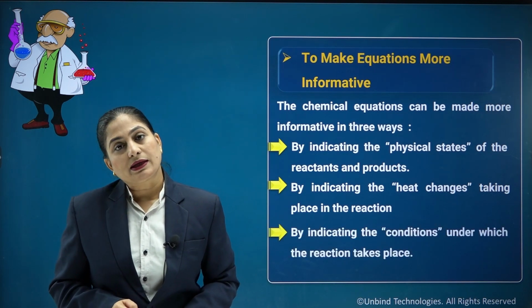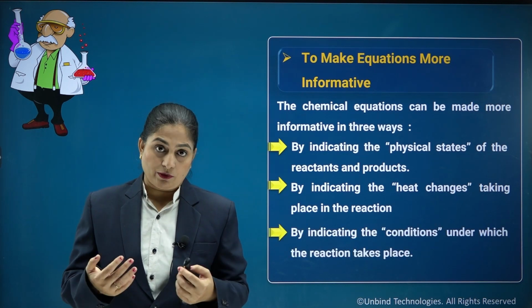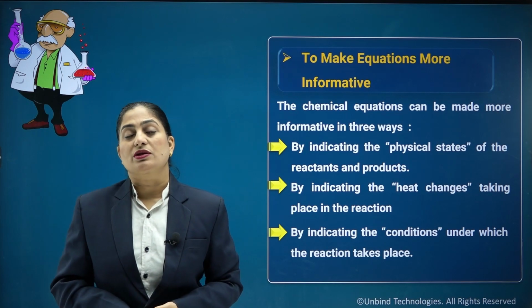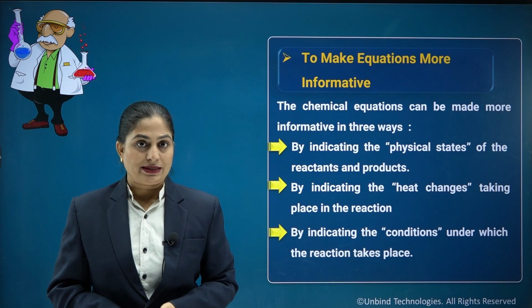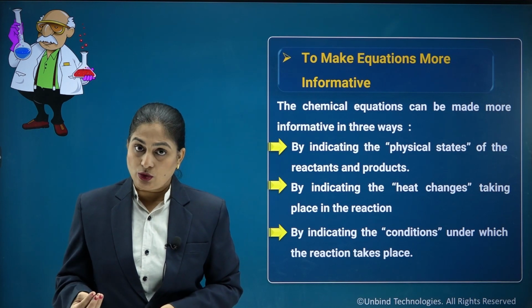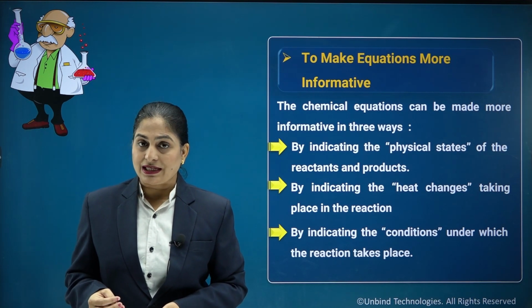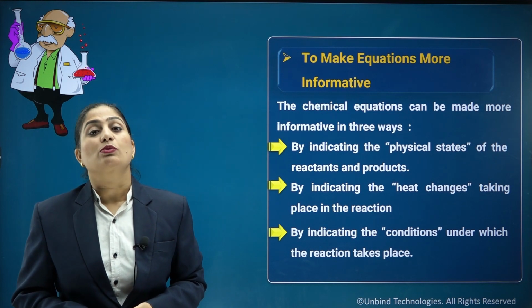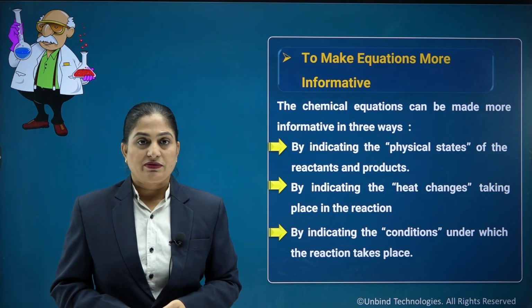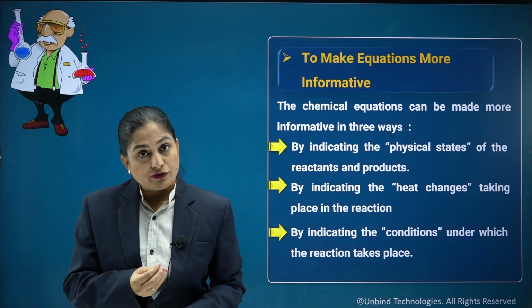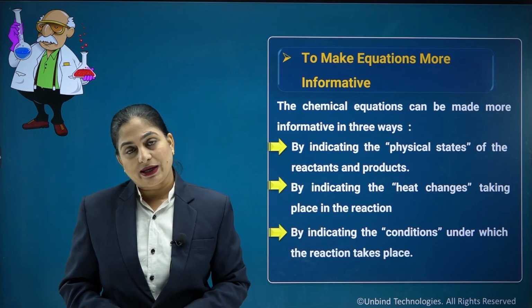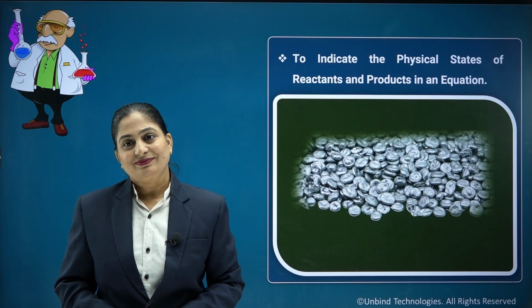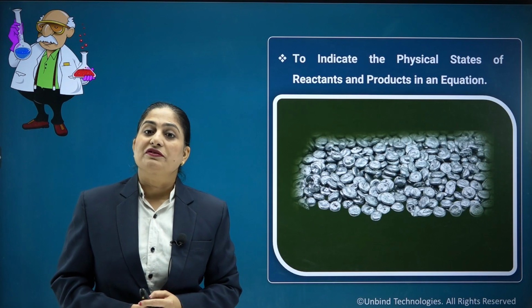And by indicating the conditions, if any, like the temperature or pressure conditions given to the reaction, or sometimes a catalyst that has been added, we need to mention those. By using these steps we can make any equation more informative. That means we can get more information from the same equation by introducing all these points into a chemical reaction. So, how do we indicate the physical state?